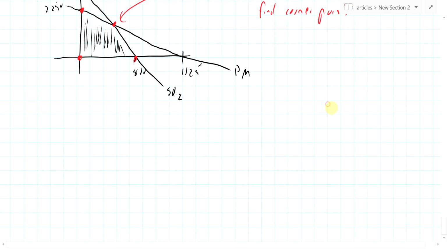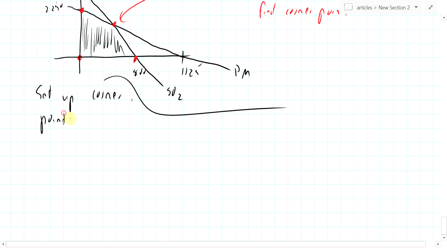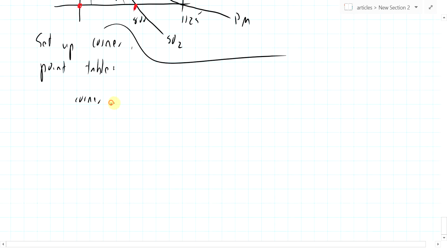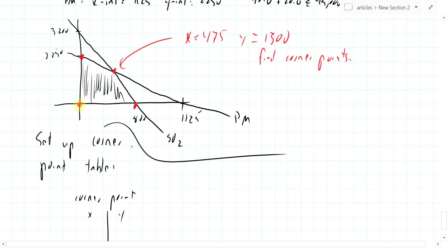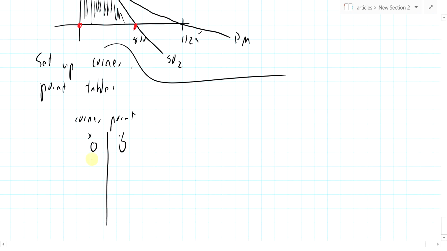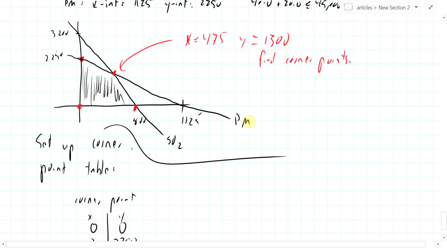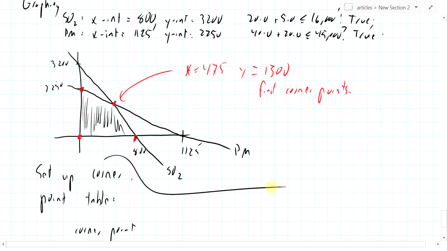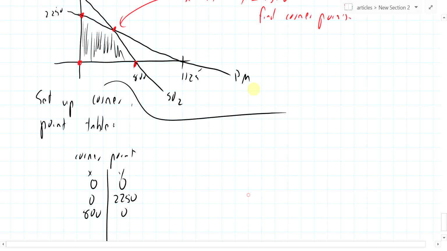And last, set up a corner point table. So what's a corner point table? We list all our corner points. There are 4 of them. This one is 0, 0. This one is x equals 0, y equals 2250. This one is x equals 800, y equals 0. And then the last corner point is that one, 475, 1300.